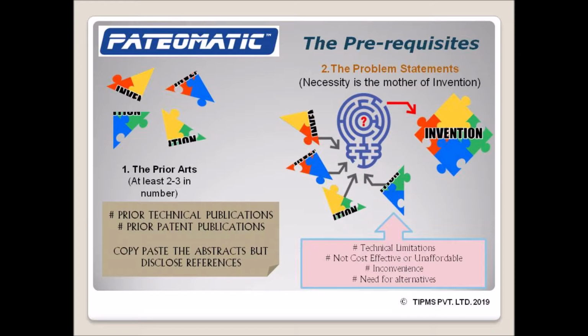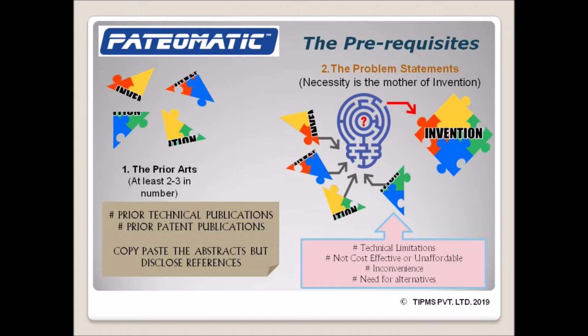Number 1. You need those publications which might have been consulted by you or referred by you while you are designing your technical development. There must be at least 2 to 3 such technical publications which you consider the most related and prior to your technical development. Such technical publications can also be prior patent publications relevant to your technical subject matter. Just make the abstracts of such prior technical publications ready to be copied and pasted in Pateomatic. Of course, you must also cite the reference of these prior technical publications.